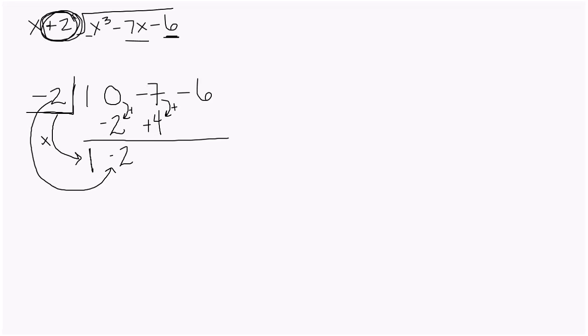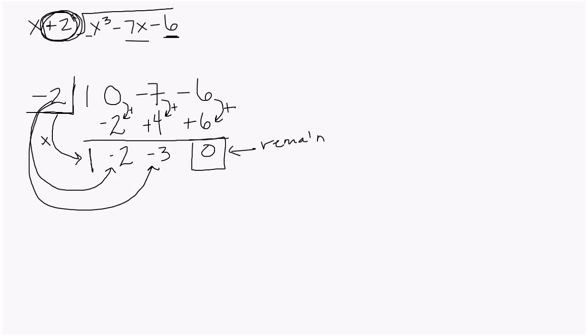So negative 7 plus 4 is negative 3. Negative 2 times negative 3 is positive 6. And negative 6 plus 6 is going to give us 0. This position here is always going to be your remainder, and you can see that we have a remainder of 0, so this divided evenly.